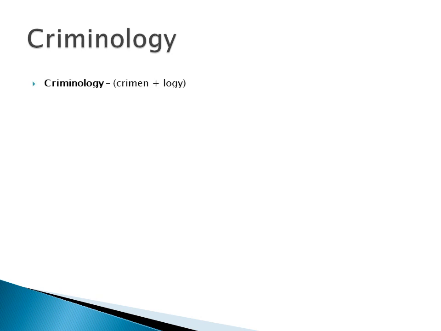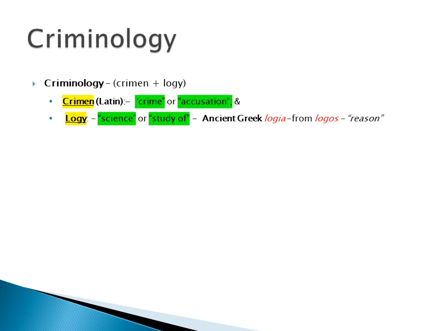The term criminology is derived from the combination of two words, crimen and logi. The Latin word crimen means crime or accusation, and the suffix logi means science or the study of, comes from the ancient Greek word logia, derived from logos, that means word or reason. So criminology is the scientific study of crime and the reason why individuals commit crime.